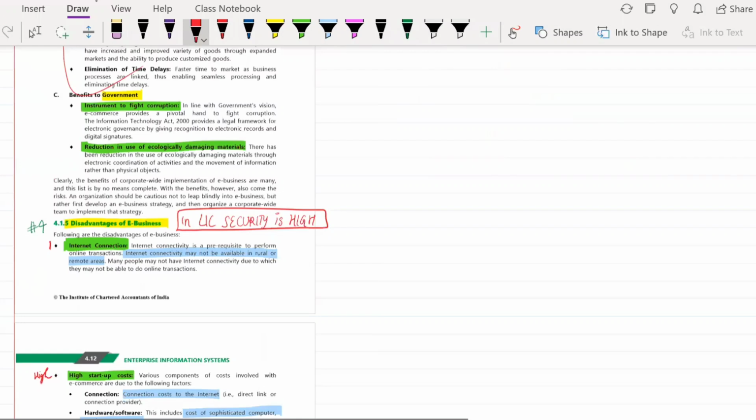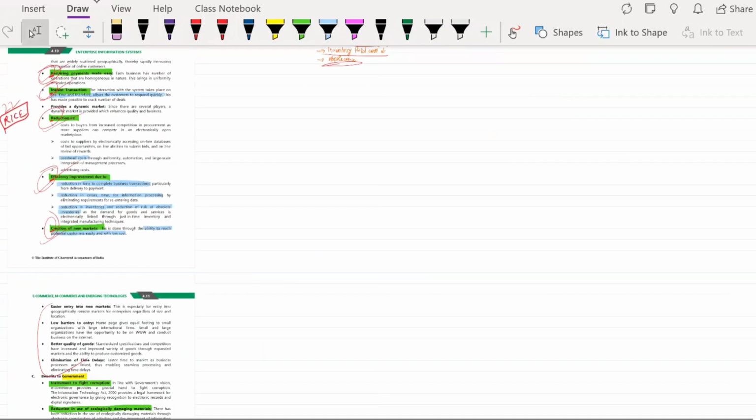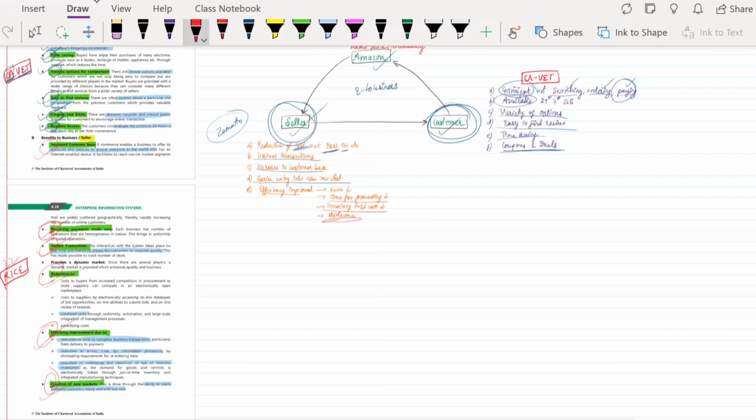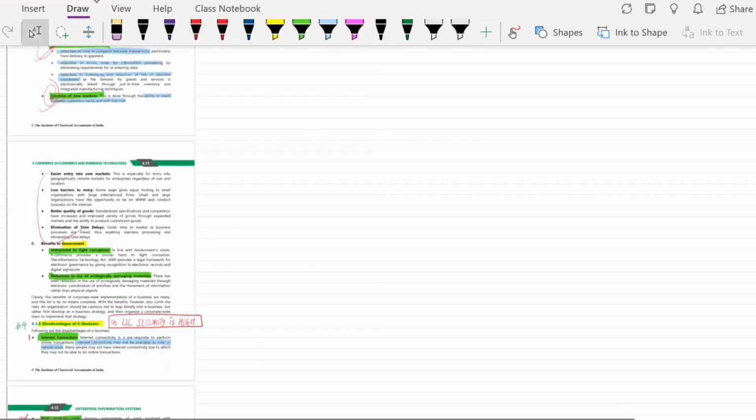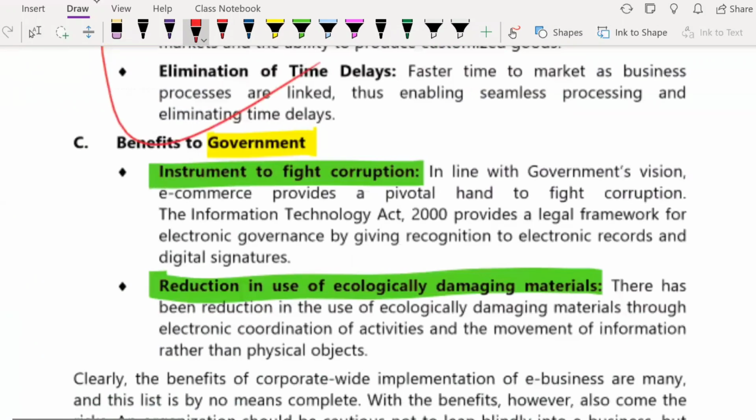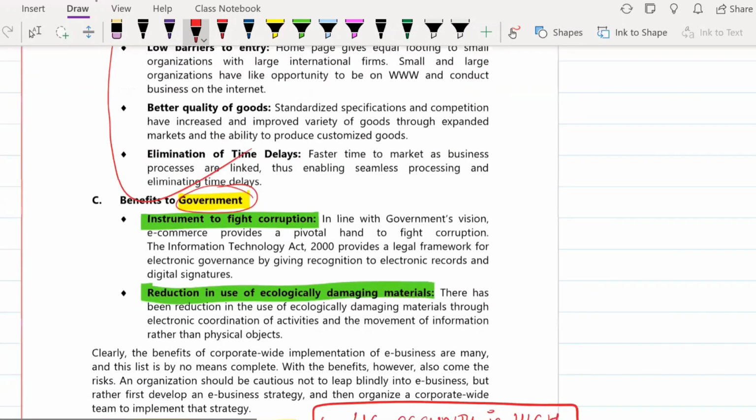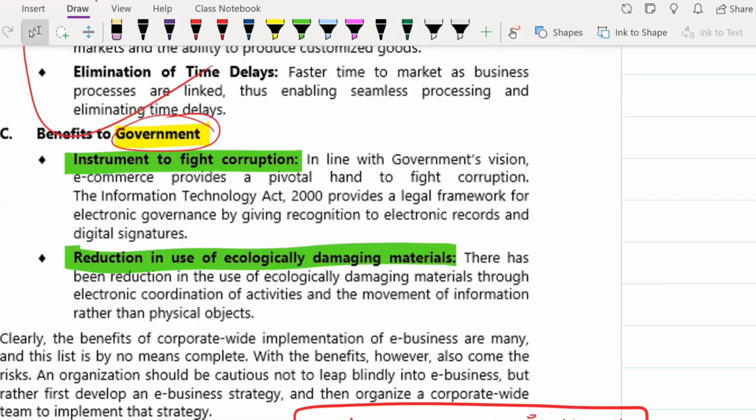And finally, we have studied about the customer and the seller point of view. Now there are advantages to the government also. The advantage to government is that since every single thing is becoming digital now, it can be tracked very easily.